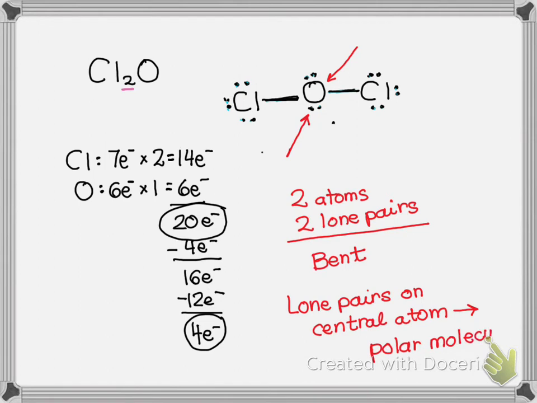If there are no lone pairs on the central atom, then you have to look at the elements that are attached to that atom. And again, that's discussed in the video on polar molecules. So I hope this helps you.